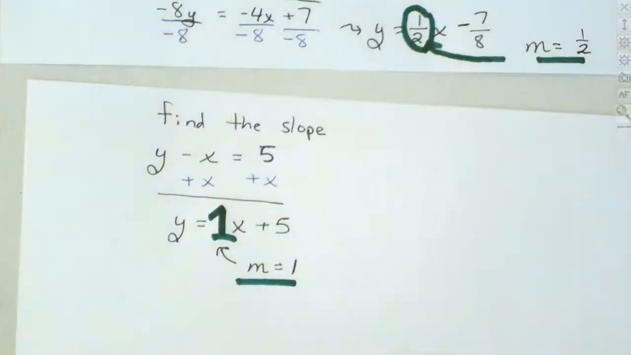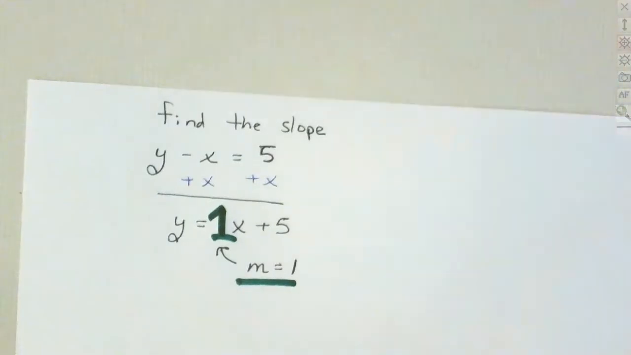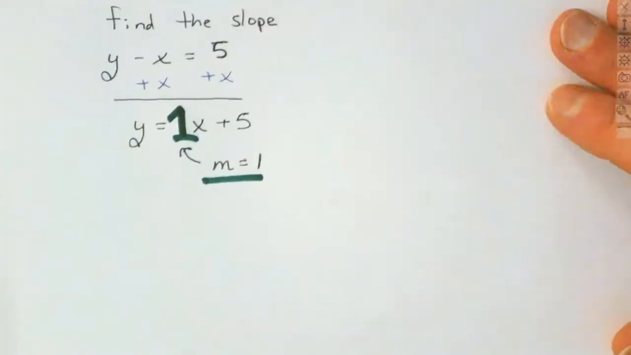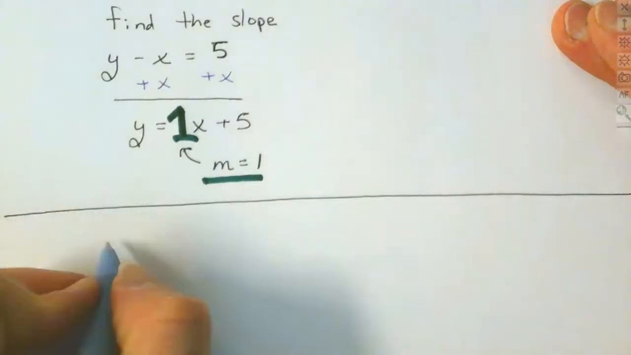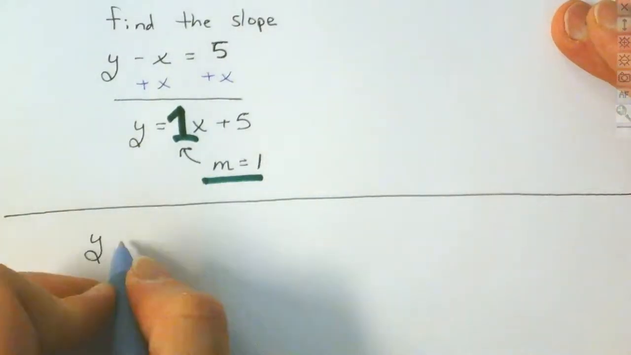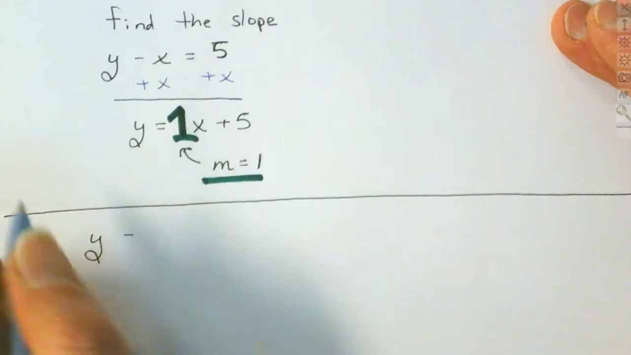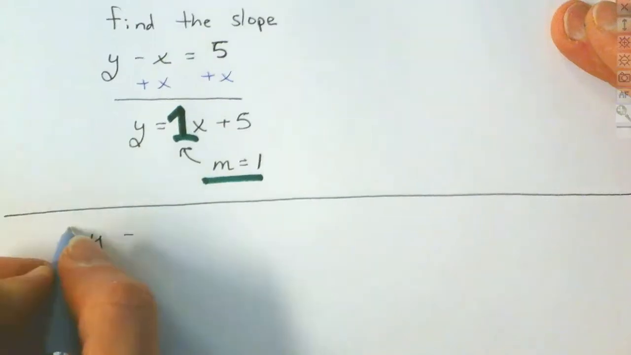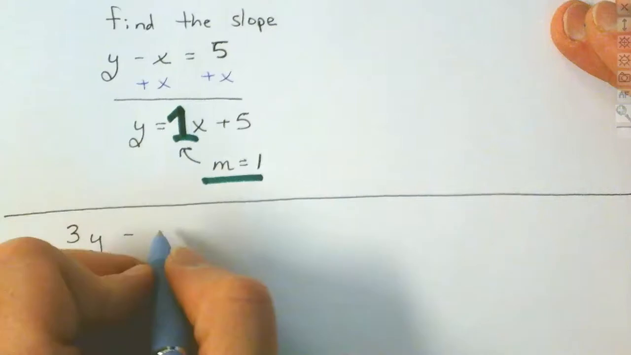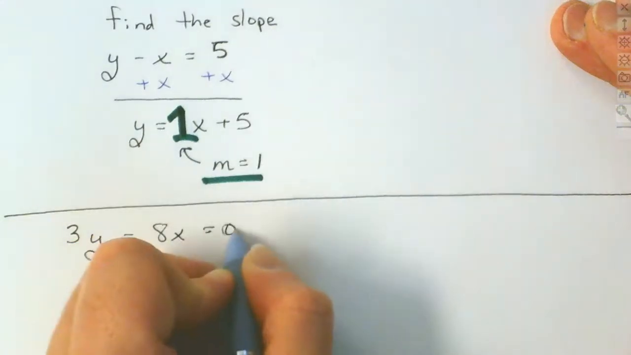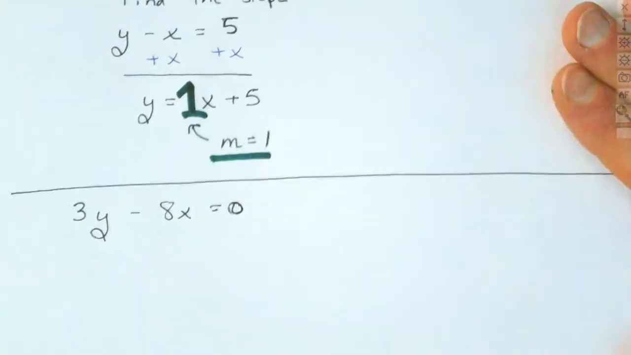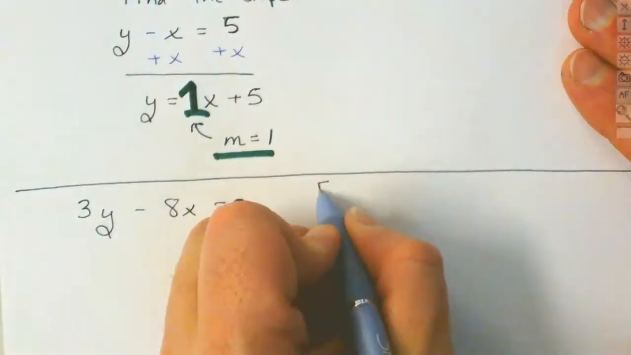Okay. Now, what happens if there's no number on the end? What happens if it's a 0? What happens if it equals 0? It's still going to have a slope. Okay. So how about y? Well, let's do, we'll put a number in front too. How about 3y minus 8x equals 0? And again, we're going to find the slope. That's what we're doing here.